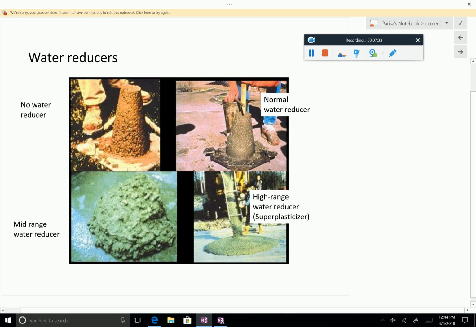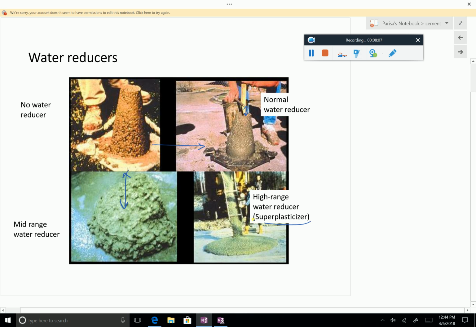So if you want to compare when you have no water reducer compared to normal water reducer, here you see that the slump has increased. So when you remove the cone, it comes down a little bit more. And then if you are using even more water reducer without really adding more water and changing the water to cement ratio, you are going to have even more slump.